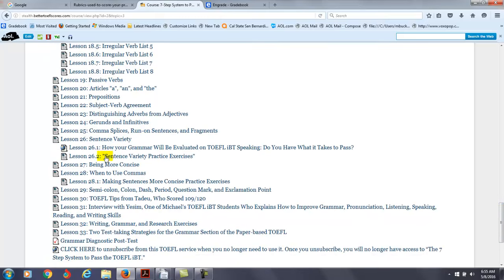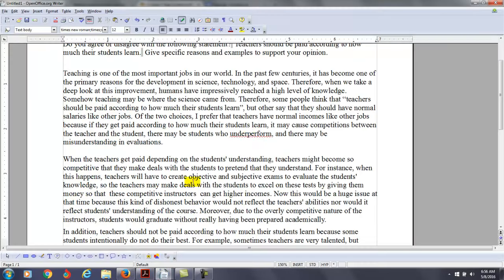I'd like to have you do lesson 26, sentence variety. Lesson number 27, being more concise. And then you can focus on the lessons on punctuation. So which ones do we have here? How about lesson 28, when to use commas? How about lesson 29, semicolon, colon, dash, period, question mark, exclamation point? I think will also be important for you. So those are some grammar lessons I advise that you work on also. All right. Anyway, thank you for completing this writing practice test.